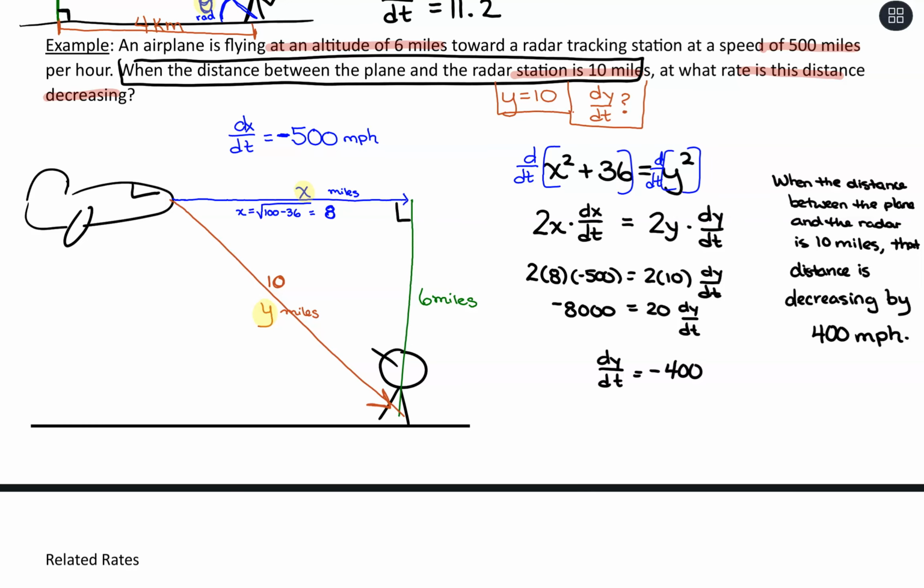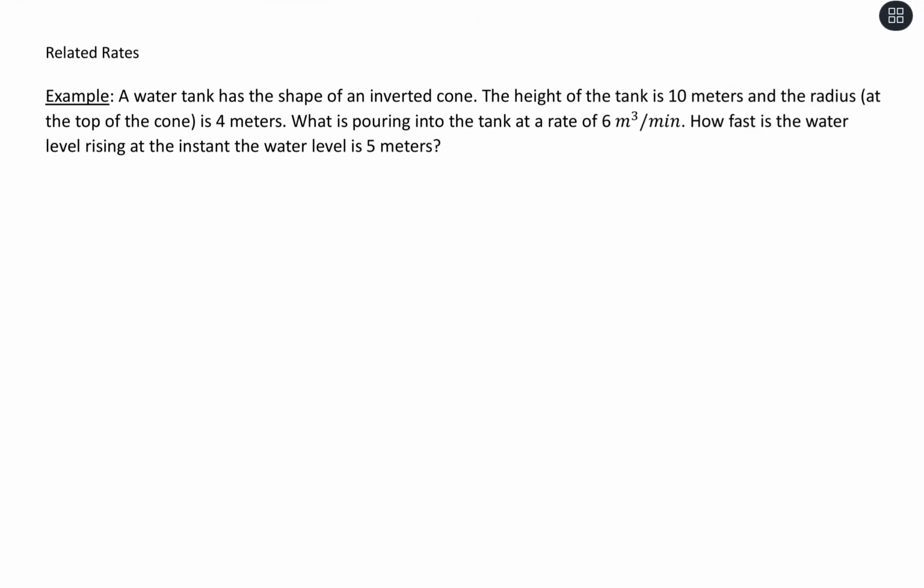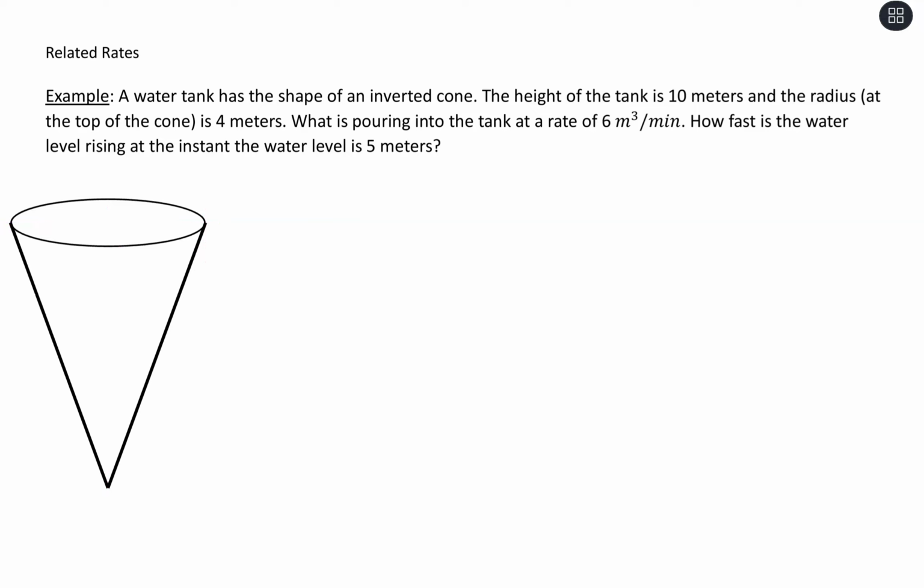Okay, let's go on to our last one here. So we have a water tank that has the shape of an inverted cone. So what that would look like is we'd have the top, and then sides, like that. So there's our inverted cone. The height of the tank is 10 meters. So a height of 10 meters, and the radius at the top of the cone is 4 meters.